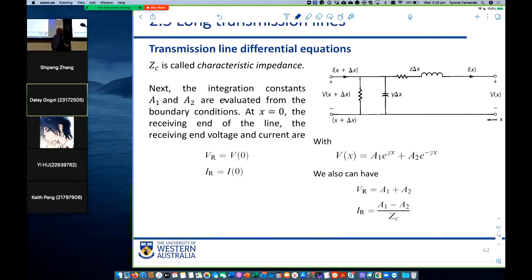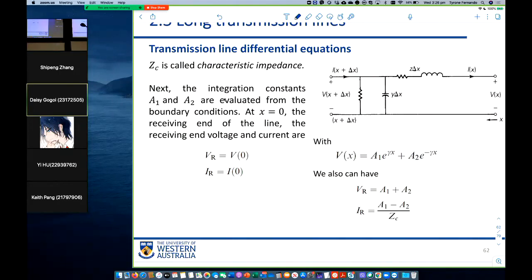So we can give ZC a name, right? Doesn't harm to give it a name. Z is called the characteristic impedance. Okay. So then we have these initial conditions. V0, let's call it VR. I0, let's call it IR. V0 and I0. So we can now use those initial conditions to find what is A1 and A2.